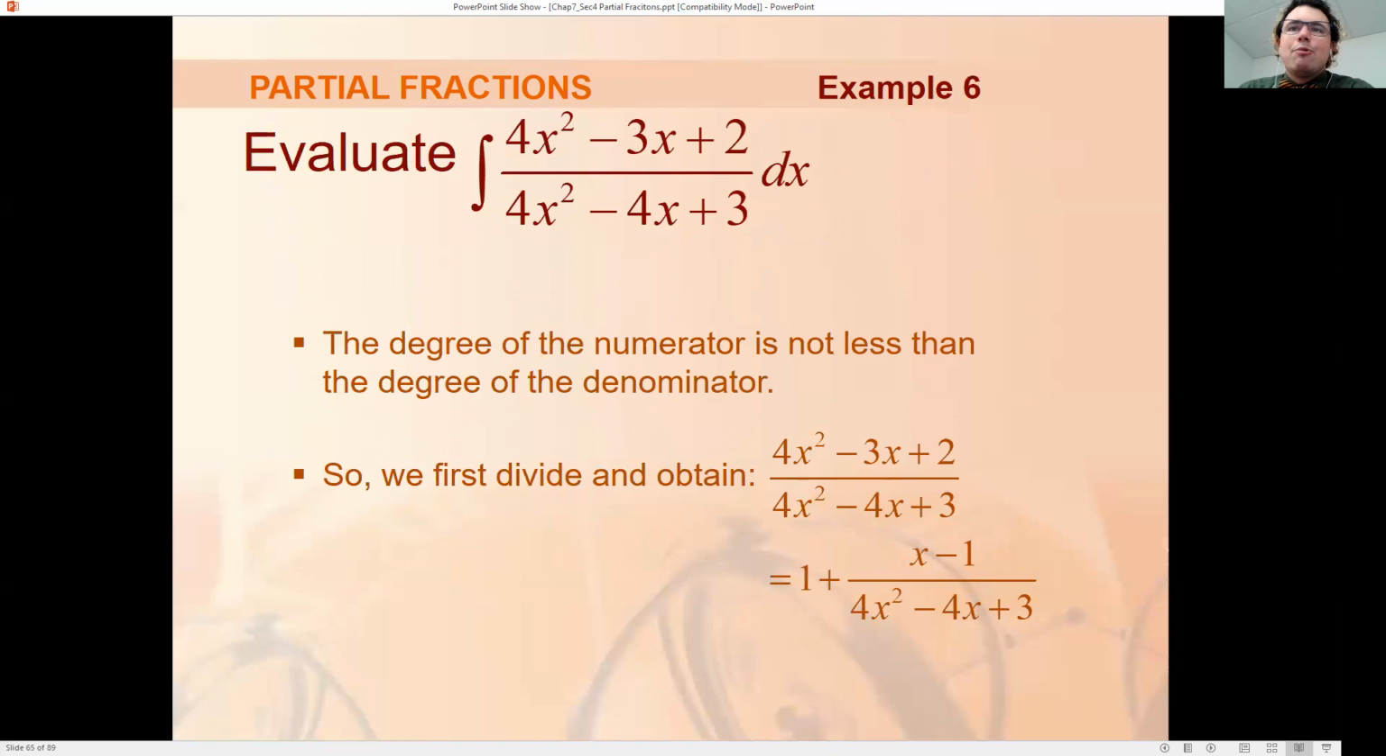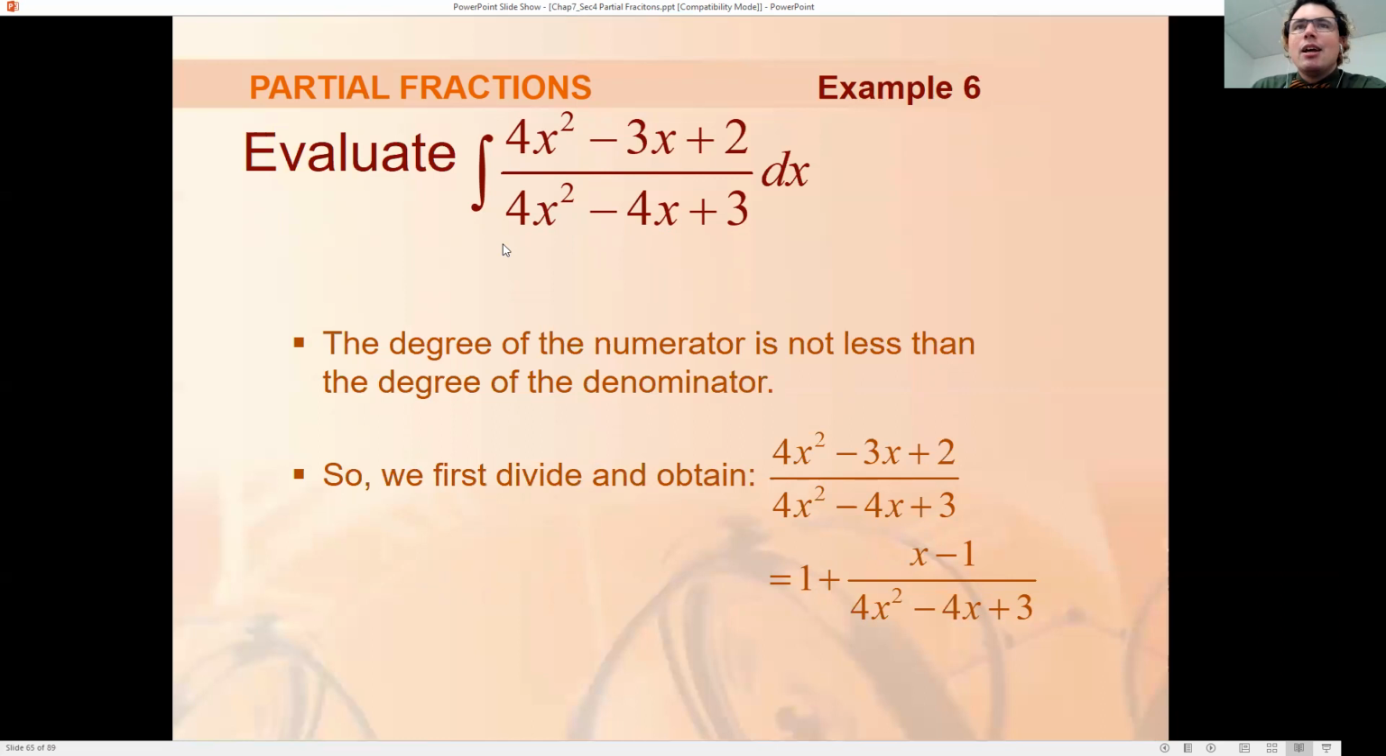Now, if we try this again, where we don't have that degree already done for us, we have a little extra work to do. We need to do our long division. So here, I'm integrating 4x squared minus 3x plus 2. That's my numerator. My denominator is 4x squared minus 4x plus 3. So in my long division, I say there's a quotient of 1. How do I know there's a quotient of 1? Because I can get to my 4x squared by multiplying a 1 on my 4x squared.